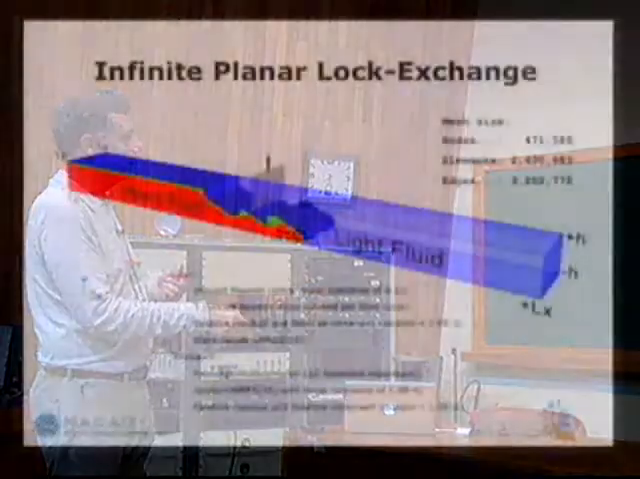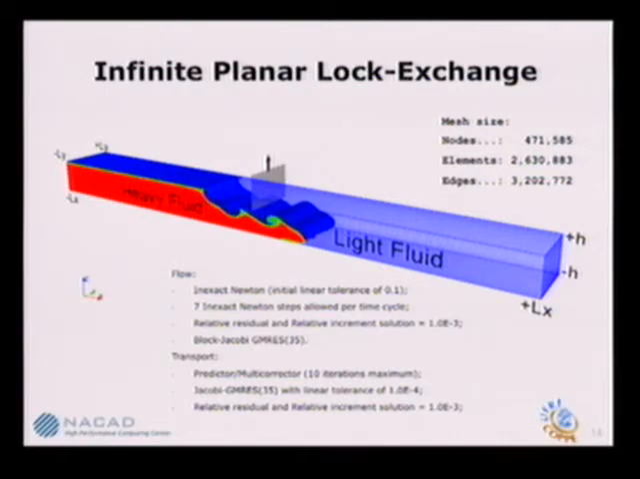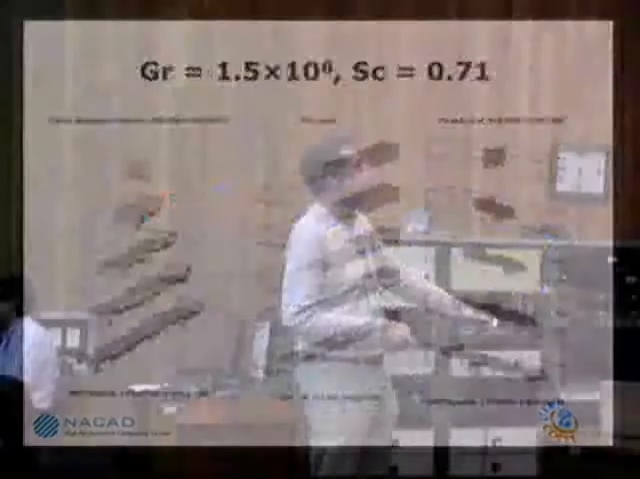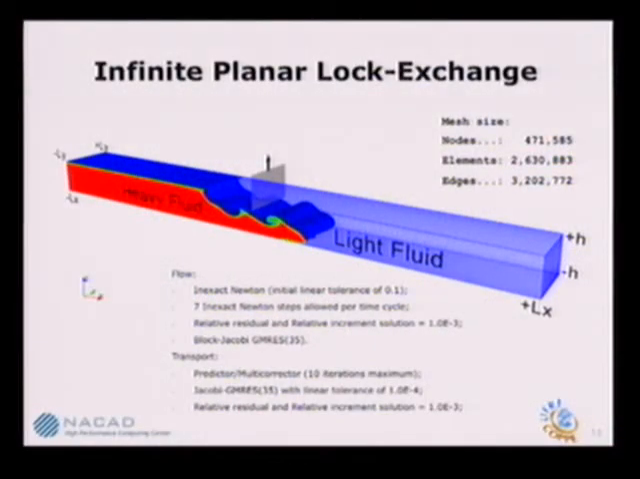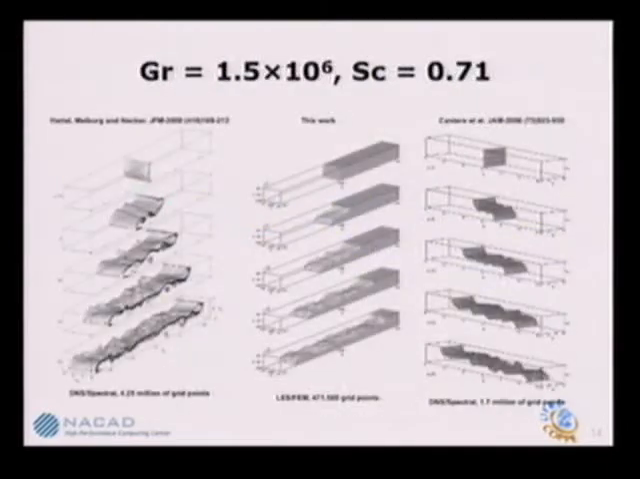And for the transport, this is the data. And then this is a picture of releasing the gate. And yes, releasing the gate, and you have this setup. You see a formation of Kelvin-Helmholtz, the nose, this strong boundary layer here. And here's just a comparison for Grashof 1.5 times 10 to the power 6 and Schmidt number 0.71.